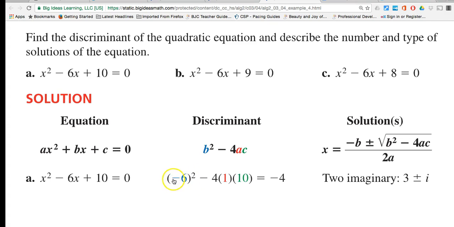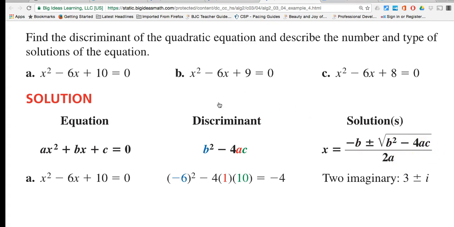So we get 36 minus 40. 4 times 1 times 10 gives us 40. So 36 minus 40 is -4. And remember, like we wrote up here, if our discriminant is less than 0, so if we have a negative discriminant, we end up with two imaginary solutions. No real solutions, which means no x-intercepts, no roots. But if we plug our A, B, and C values into our quadratic formula, we get 3 plus or minus i. Again, this is obtained by plugging A, B, and C into our quadratic formula.